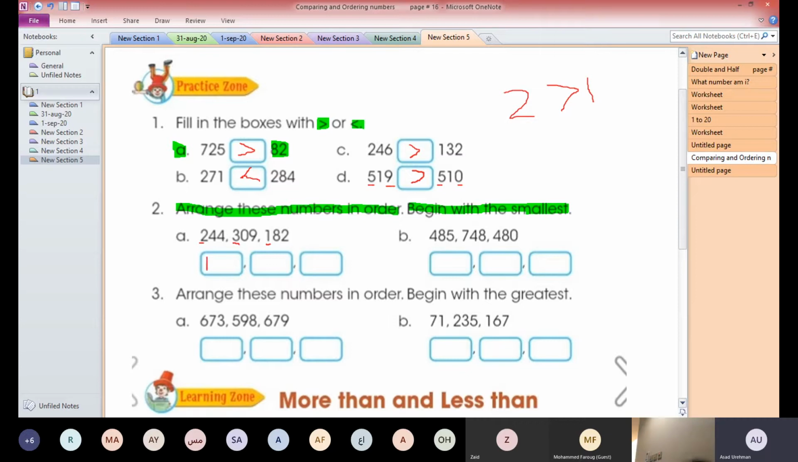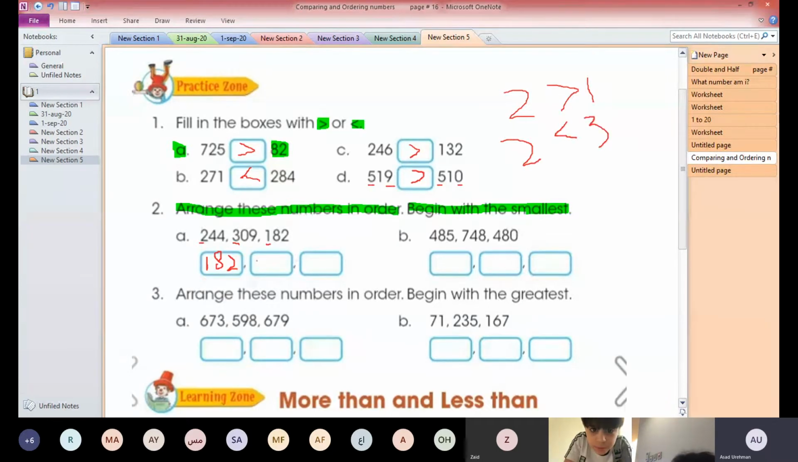So I will write its value first. 1, 8, 2. Now I will check after 1 which is smaller, either 2 or 3, because on hundreds here 2 and on hundreds here 3. So 2 is smaller than 3. So I will write, because I can write here for you. Where is the mouse? Yes, here. 2 is smaller than 3.